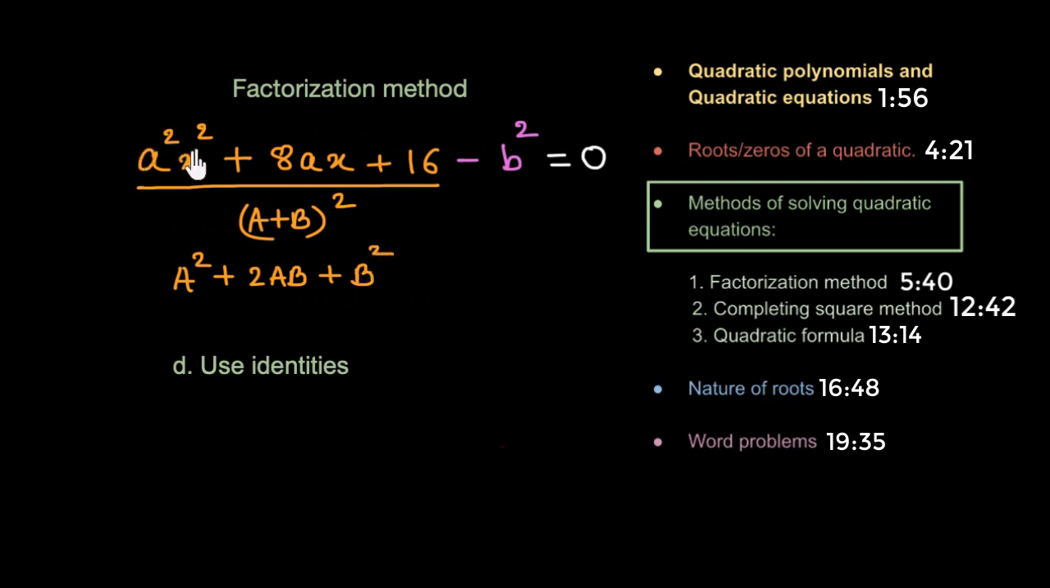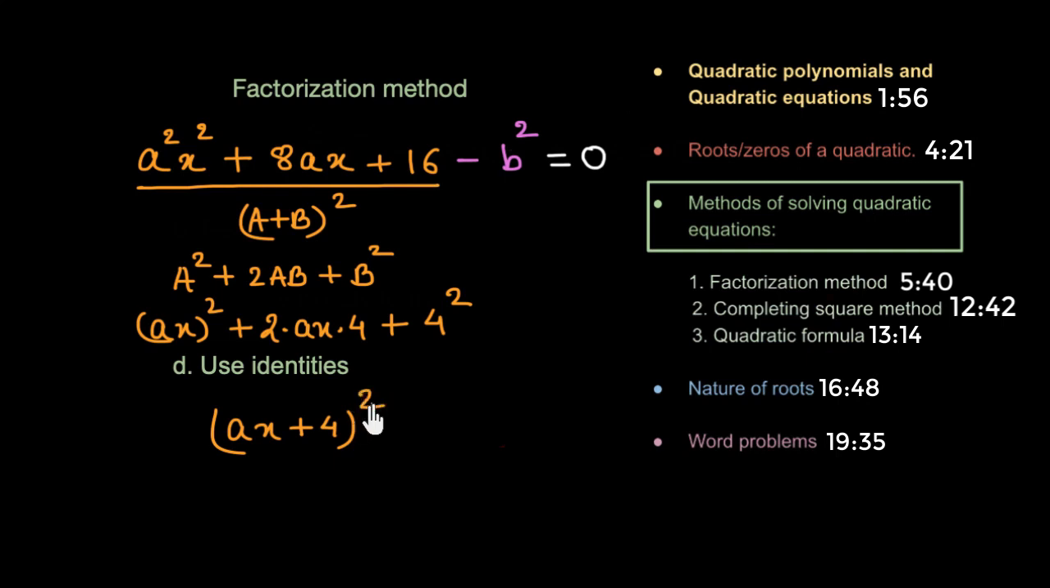Now, if a square is our first term x square, we can write this as ax whole square. And if this is our b square, we can write this as 4 whole square. And now we need 2ab, which would be equal to 2 times ax times 4, which is actually equal to 8ax. So the first three terms we can write as ax plus 4 whole square. So we used this identity a plus b whole square to factorize the first three terms of this expression. And now we have minus b square equal to 0.